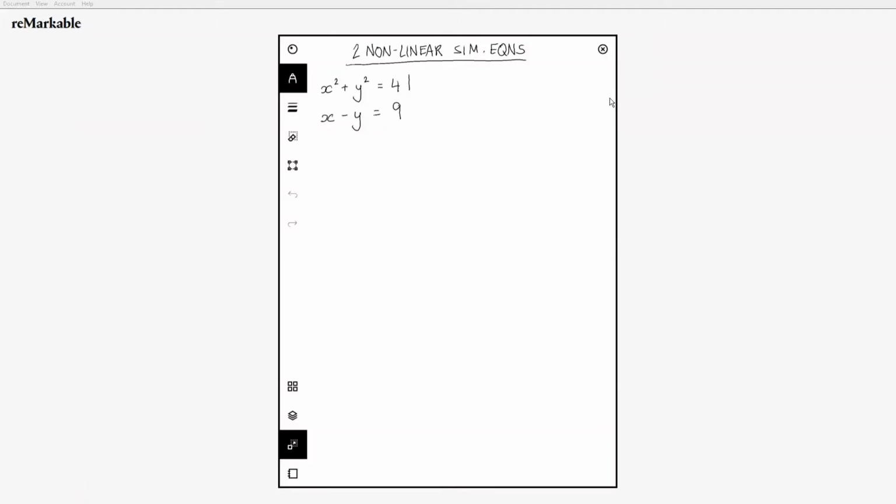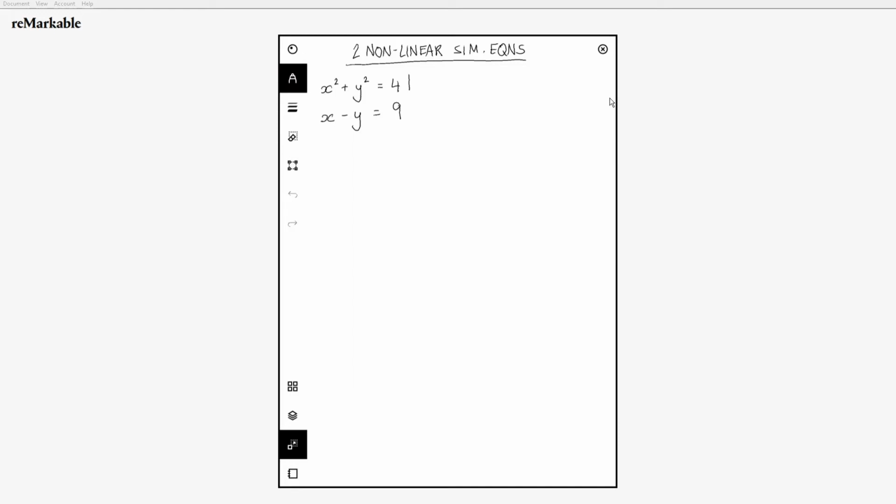This video is on how to solve two nonlinear simultaneous equations. Nonlinear means that they could have x squareds and stuff in them. They don't necessarily both have to be nonlinear equations, but at least one of them is going to be nonlinear in this case. If you saw my video before, unfortunately, this isn't the same as the two linear simultaneous equations.